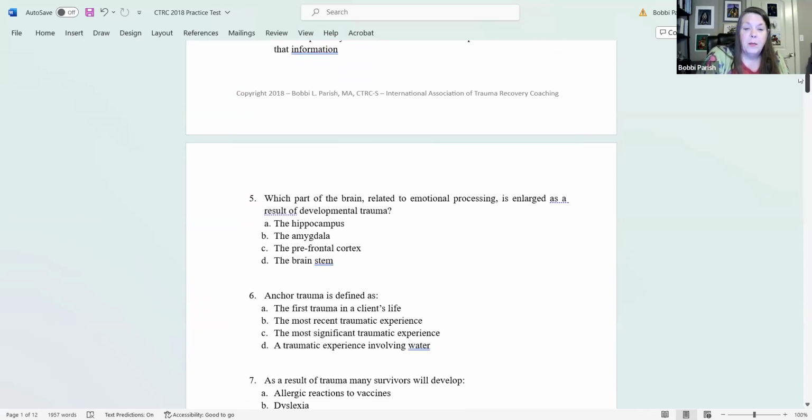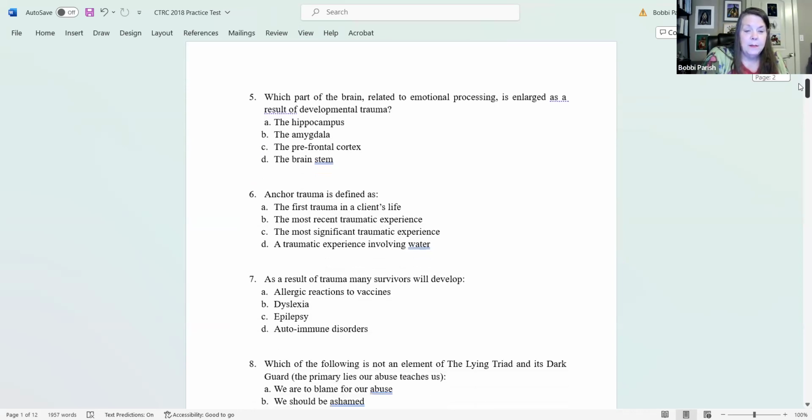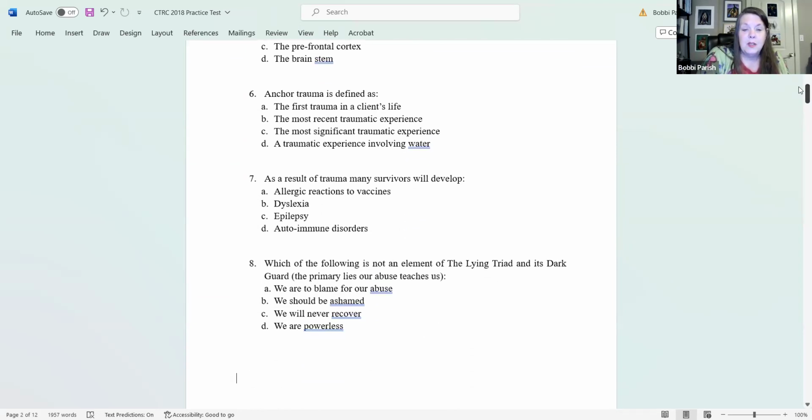5, which part of the brain related to emotional processing is enlarged as a result of developmental trauma? That is B, the amygdala. 6, anchor trauma is defined as the first trauma in a client's life. So that is A. 7, as a result of trauma, many survivors will develop autoimmune disorders. That is D. And 8, which of the following is not an element of the lying triad and its dark guard? And that is C, we will never recover.